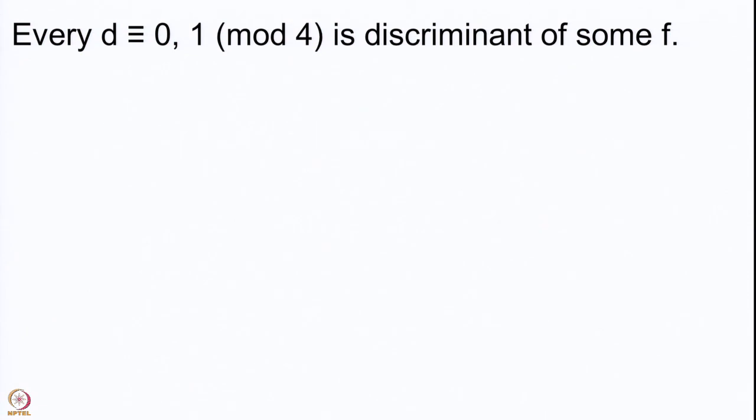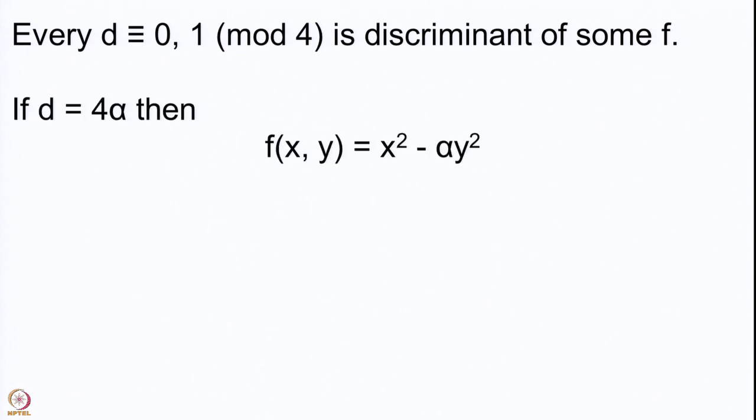Now, how do the elements which are 0 mod 4 look like? These are multiples of 4, and the elements which are 1 mod 4, they look like multiples of 4 plus 1. So, starting with these expressions, we will prove that every d which is 0 or 1 modulo 4 is discriminant of some form f. So, the answer is in front of you. When you have d equal to 4 times alpha, where alpha is some integer, then f(x,y) equal to x squared minus alpha y square will give you the discriminant equal to d.